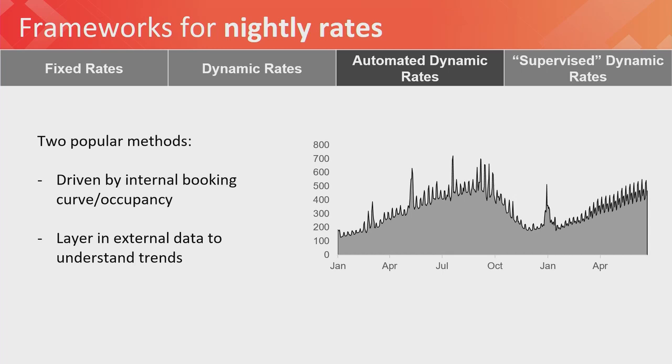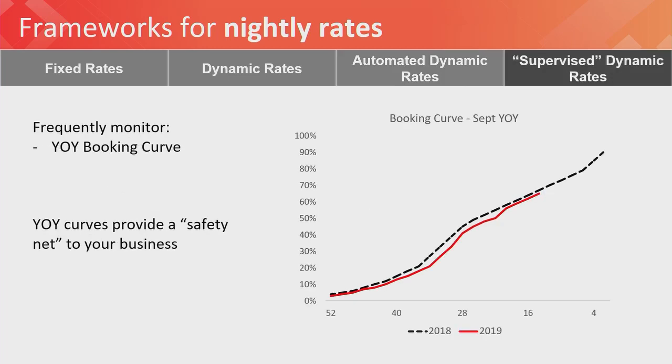What we have somewhat seen be most successful is something called supervised dynamic rates. So it doesn't matter which kind of dynamic rates you're going with, whether it's manually adjusted, whether it's internal, whether it's using external data, you should always be monitoring certain future-looking trends or curves for your portfolio. So in this case, the chart shows a booking curve for September, and it's comparing 2018 versus 2019.